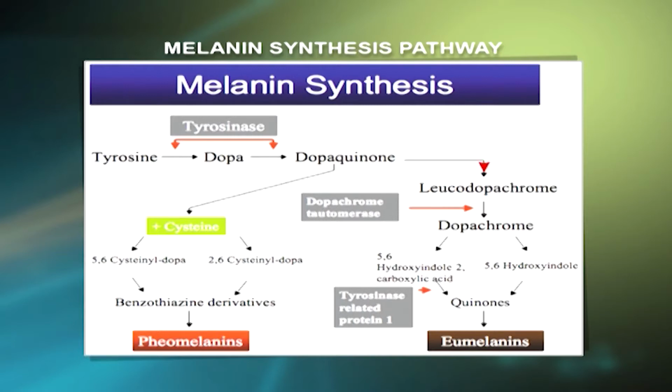Dopaquinone gives rise to leukodopachrome, which gets converted to dopachrome, which later converts to 5,6-dihydroxyindole 2-carboxylic acid, which later gets converted to quinone and finally to eumelanin. In another pathway, dopaquinone gets converted into leukodopachrome, which gets converted into dopachrome, which later converts into 5,6-dihydroxyindole, and it is converted into quinone and finally to eumelanin.